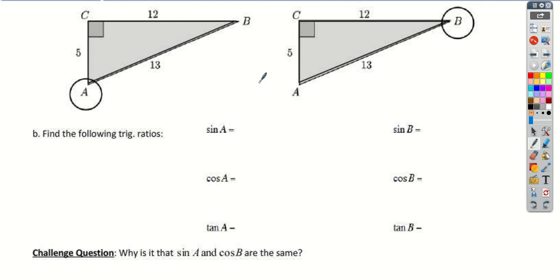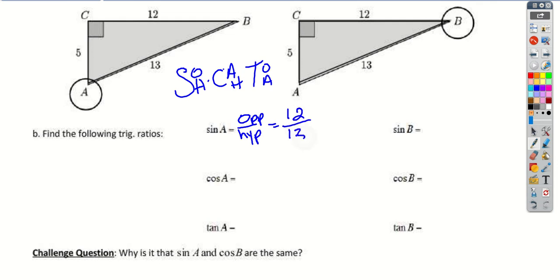So you did the first one. So the sine of A is the opposite. So remember, what's that word again? That's right, it's SOHCAHTOA here. So the opposite over the hypotenuse. So we do opposite over hypotenuse. And so here the opposite of A is 12 over the hypotenuse, which is 13.